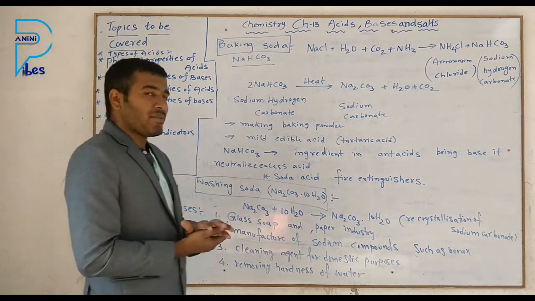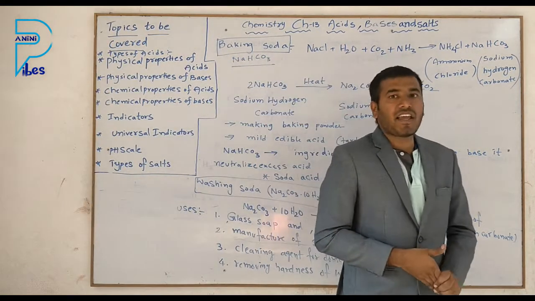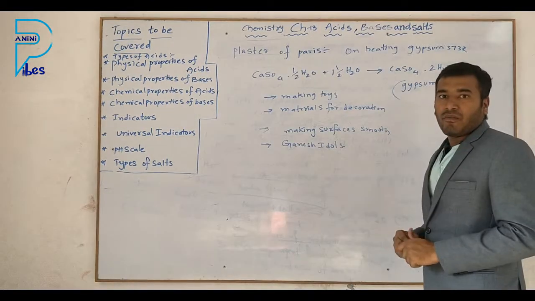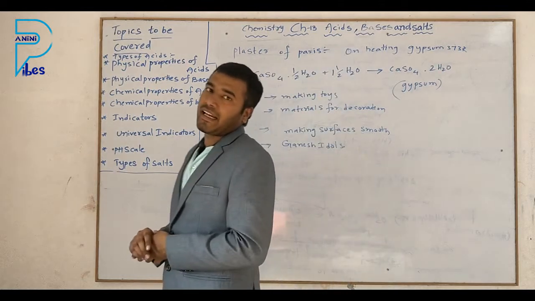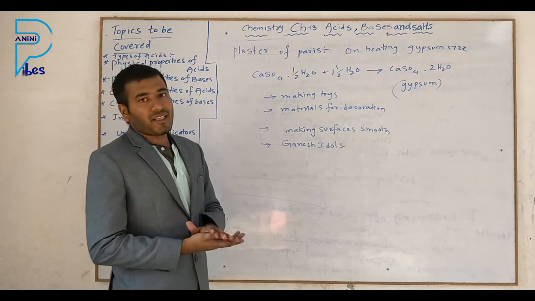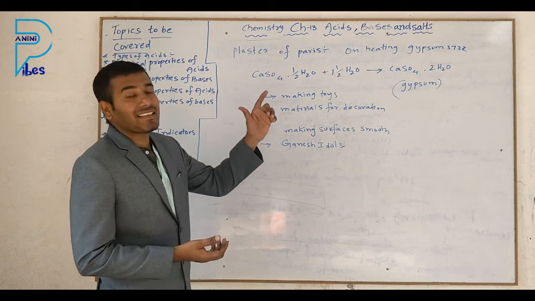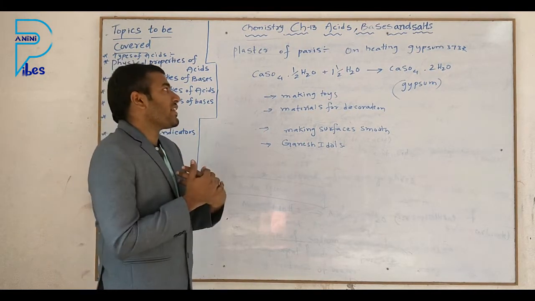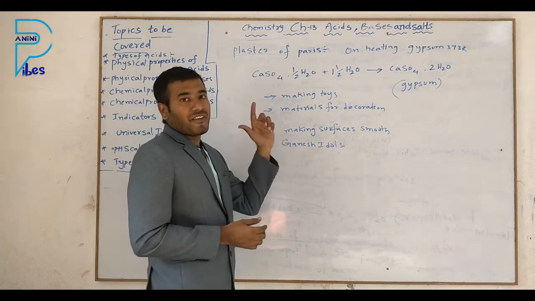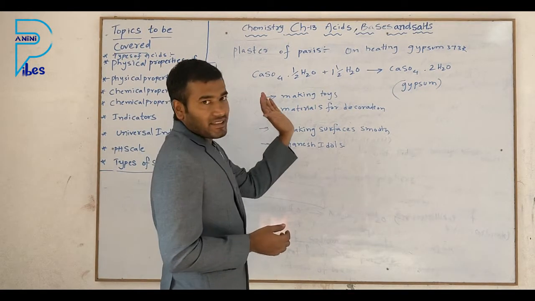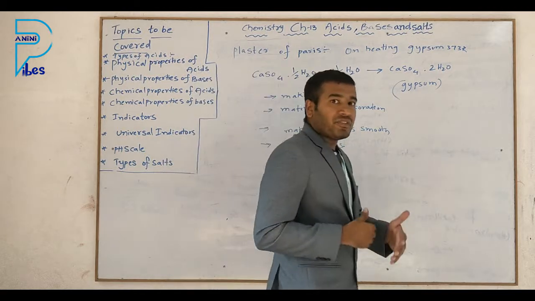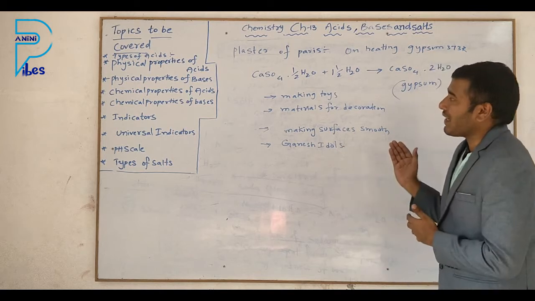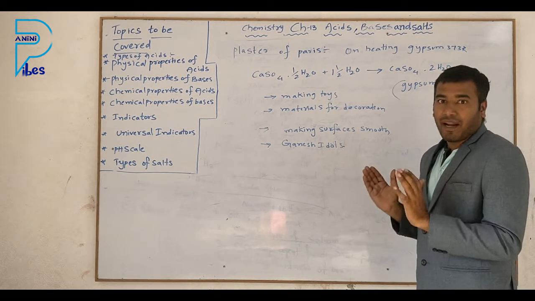Next we are going to discuss plaster of Paris. CaSO4.½H2O, calcium sulfate hemihydrate. Okay, we are using gypsum. Gypsum is nothing but calcium sulfate and water. Calcium sulfate is mixing with water, and heating the gypsum at 373 kelvins, 100 degrees Celsius. At that condition, we are getting CaSO4.½H2O, that is plaster of Paris. After heating at 100 degrees Celsius or 373 kelvins, we are preparing this plaster of Paris.